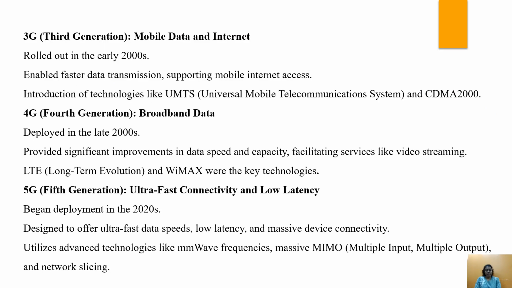So now let us see about the third generation. It's called mobile data and internet. Rolled out in the early 2000s, it enabled faster data transmission, supporting mobile internet access. Introduction of technologies like UMTS, that is Universal Mobile Telecommunication System, and CDMA 2000.